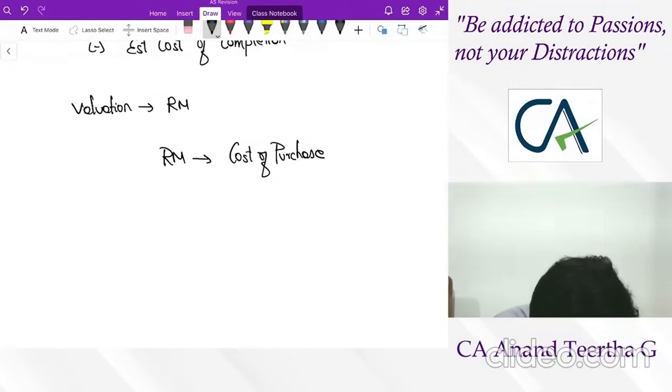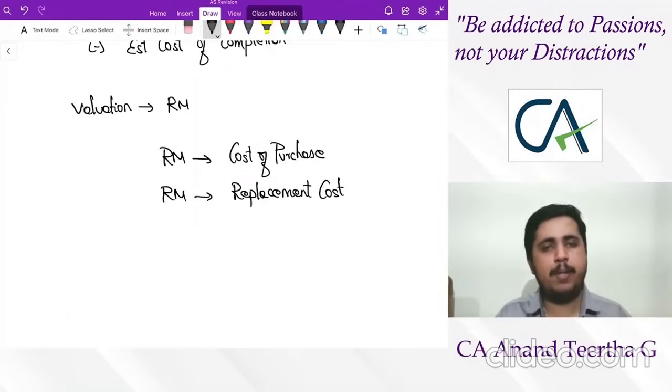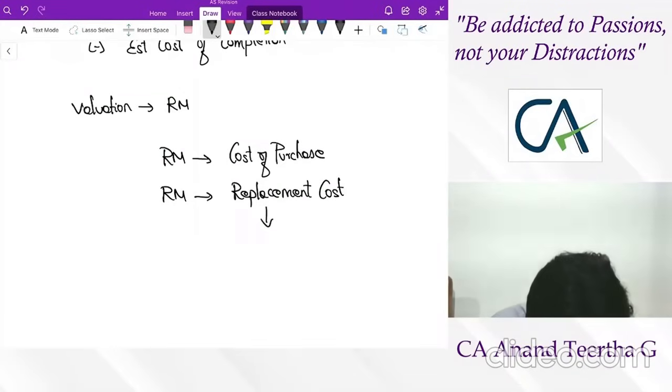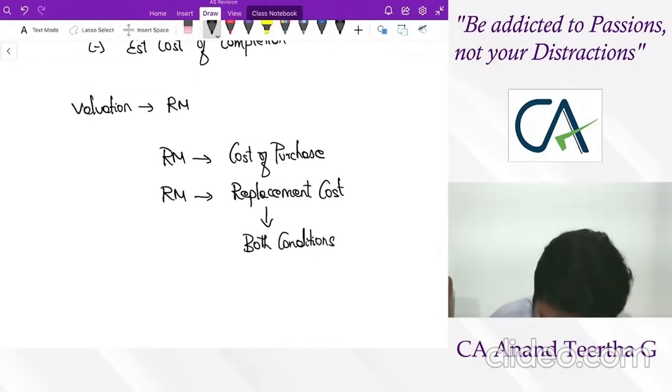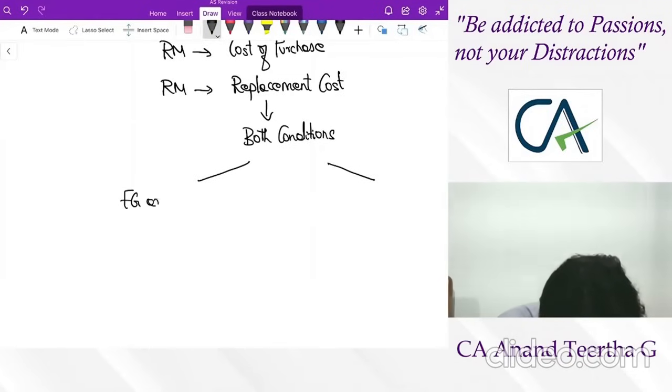However, sometimes raw material might be valued at replacement cost also. Raw materials might be valued at replacement cost as well when both conditions are satisfied. Now what are those two conditions? First, finished goods are sold below cost.